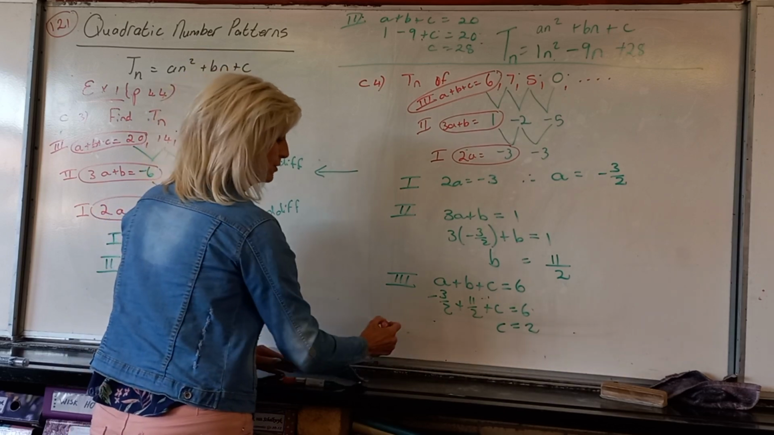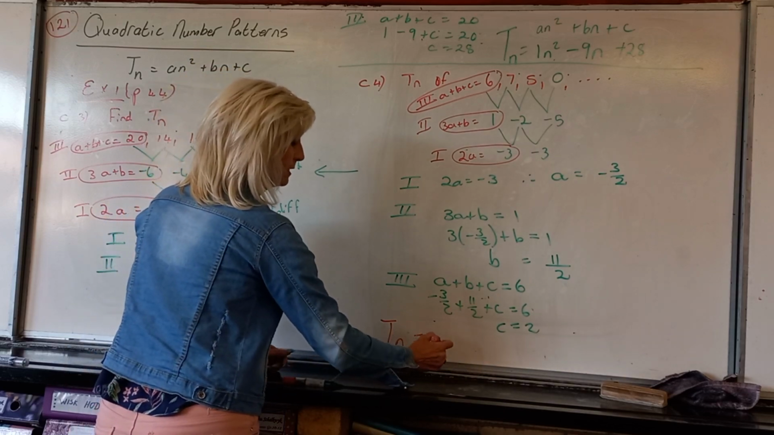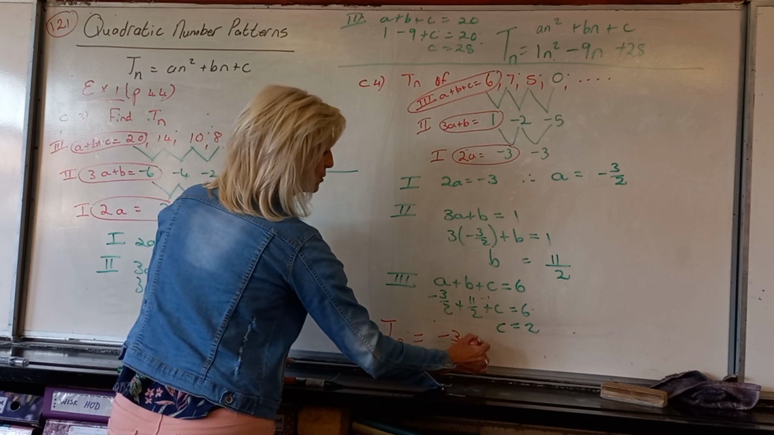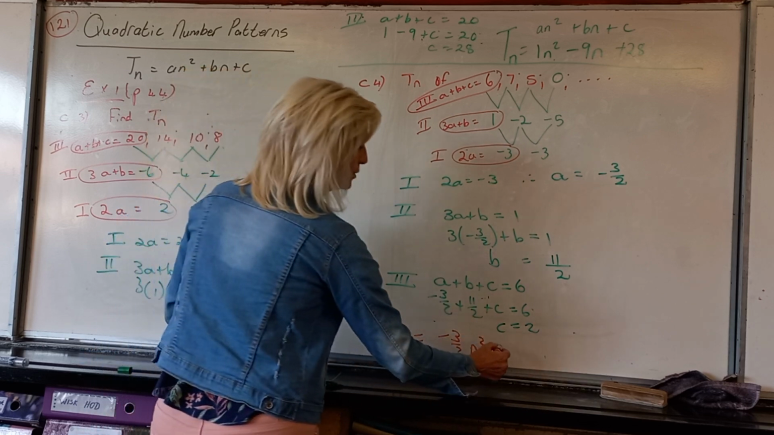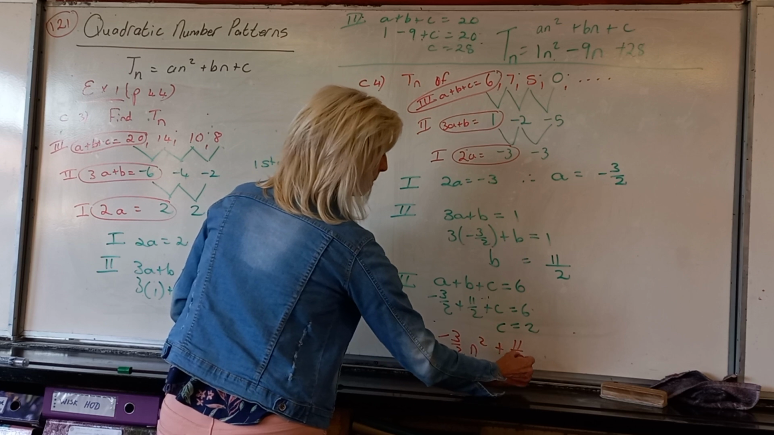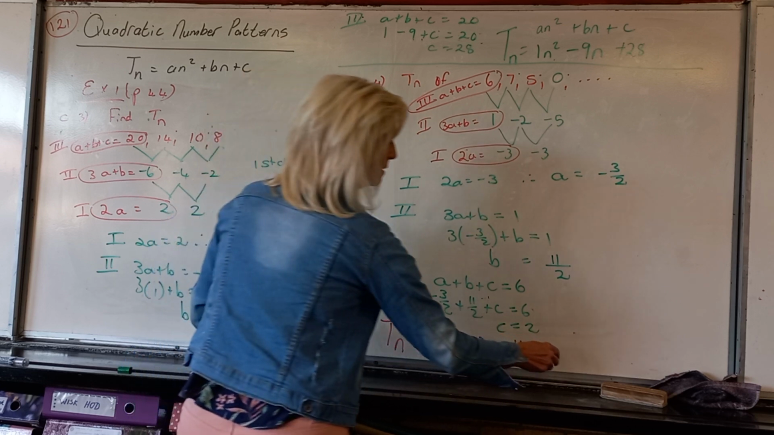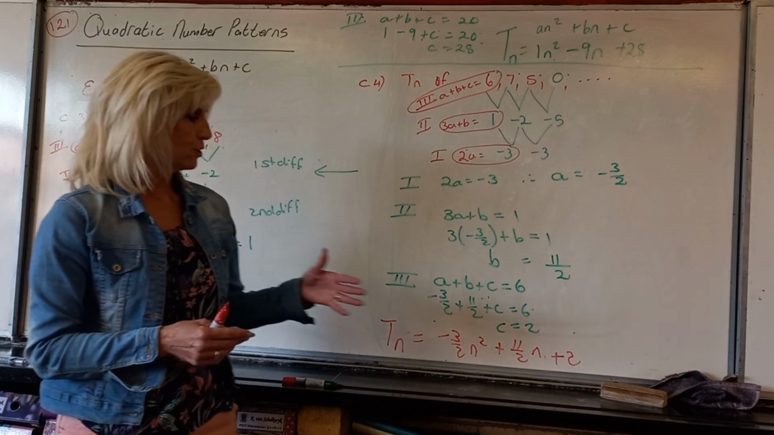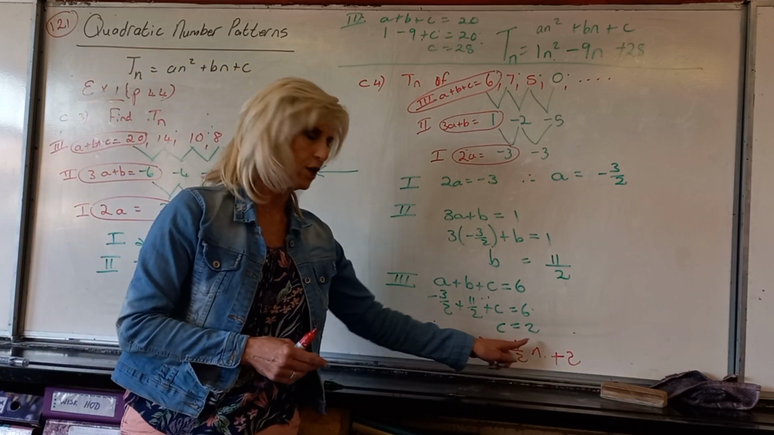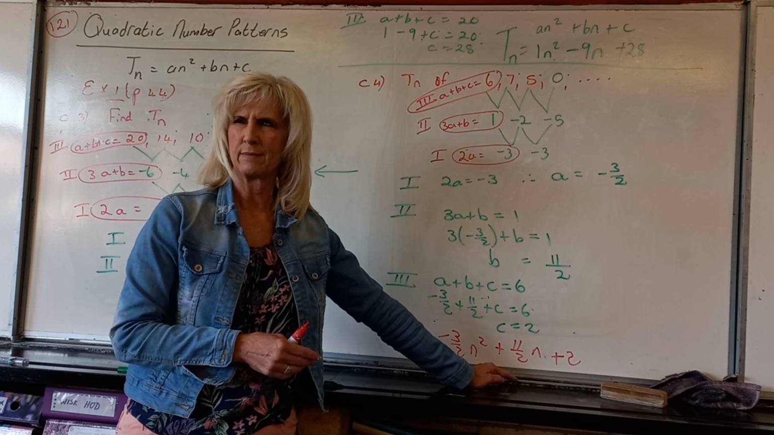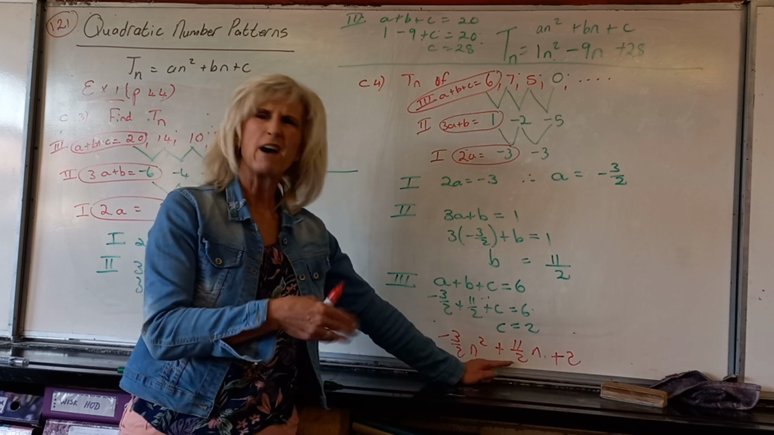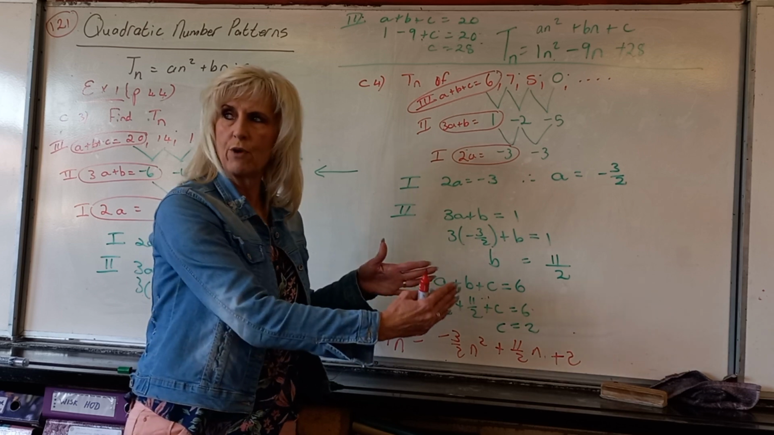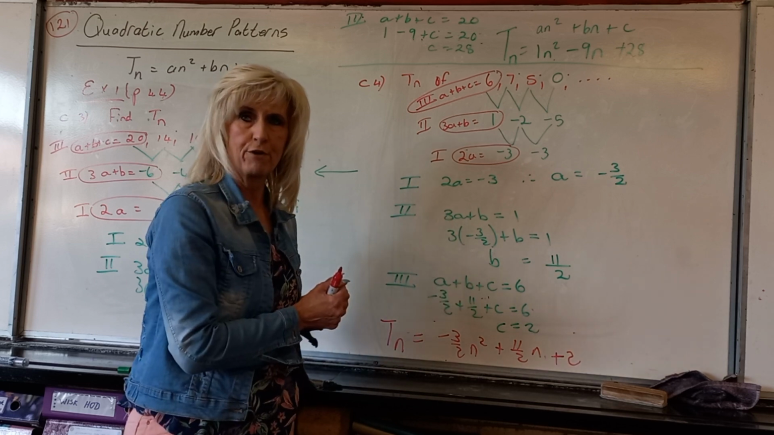So the general term, to answer the question: a was negative 3 over 2 n squared. b was 11 over 2. And c was 2. And again, with all the variations of writing it. Could I write this as 11n all over 2? Okay. 5 comma 5 n. All of that stuff. Normally we write the coefficient in the front.